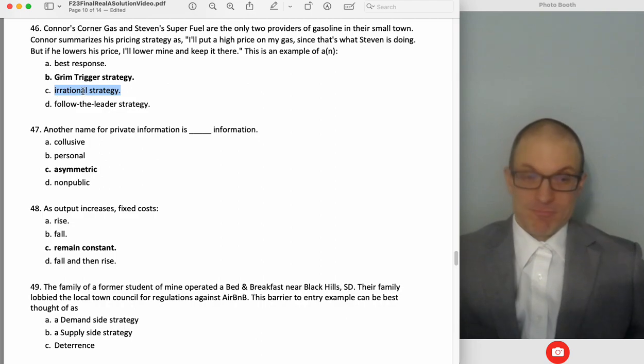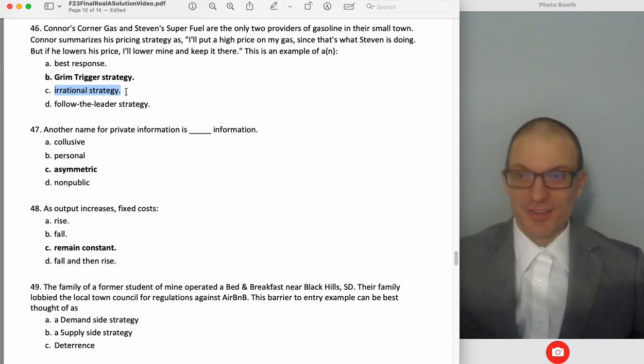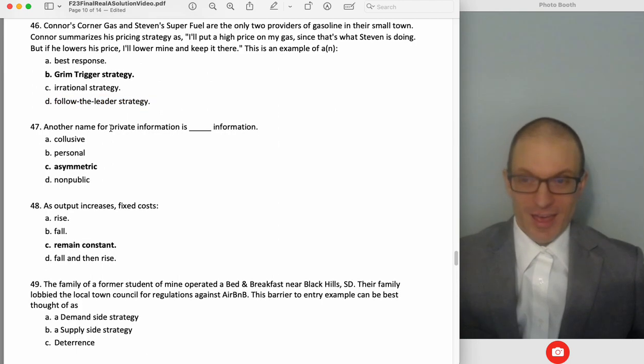Irrational strategy? We don't know. It could be a best response. It could also be a really silly thing to do. We have no idea without knowing payoffs. Follow the leader strategy? I don't know what that is, but it's not that.